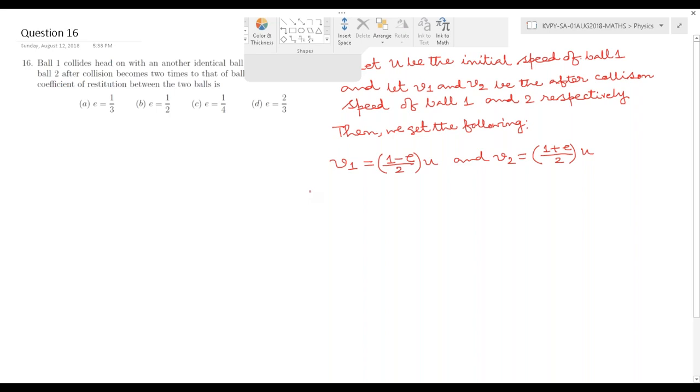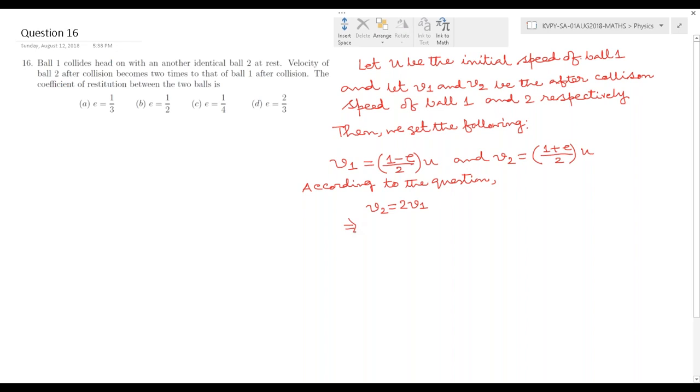According to the condition, the velocity of ball 2 after collision, that is V2, is 2 times that of ball 1 after collision. That means V2 is equal to 2 times V1. This implies (1 plus e)/2 times u is equal to 2 times (1 minus e)/2 times u.